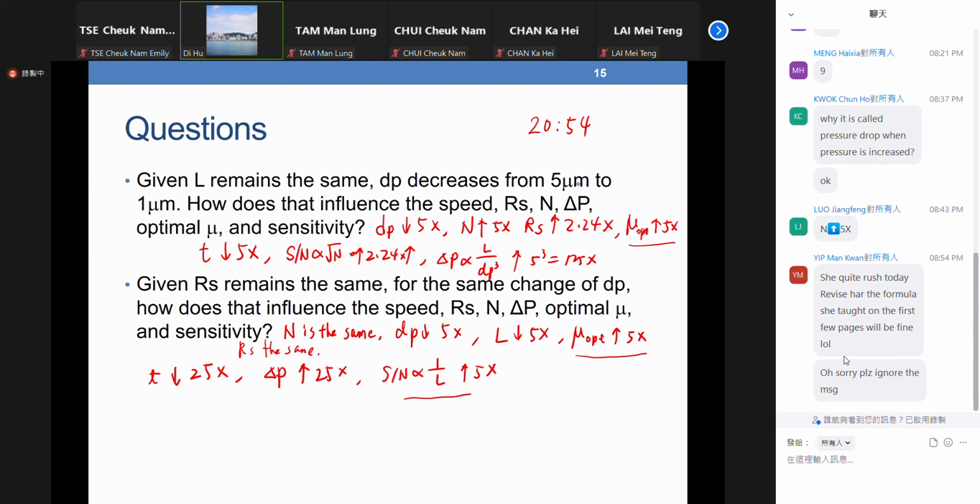So I hope from this one, you're already very clear about the influence of changing dp, how we make a smaller particle diameter, and how that can influence the resolution, the sensitivity, speed, and so on. Before I move on, I need to talk about something very important today.